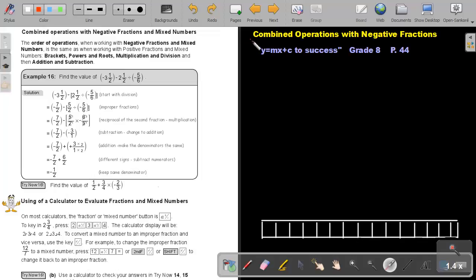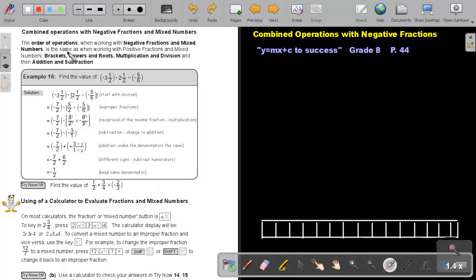Part 16. Combined operations with negative fractions. You will find this on page 44 in the Namibian Mathematics Grade 8 textbook, y equals mx plus c to success. The order of operations when working with negative fractions and mixed numbers is the same as when working with positive fractions and mixed numbers.